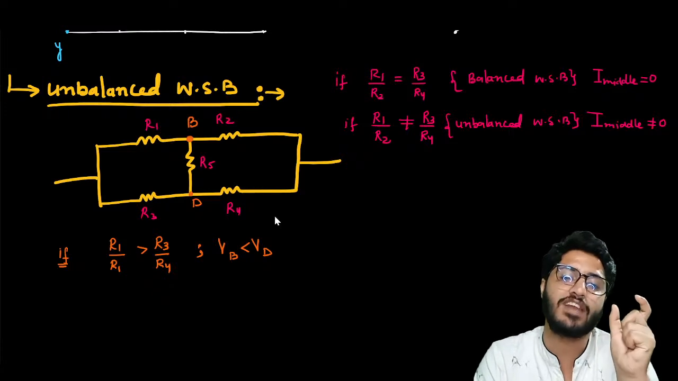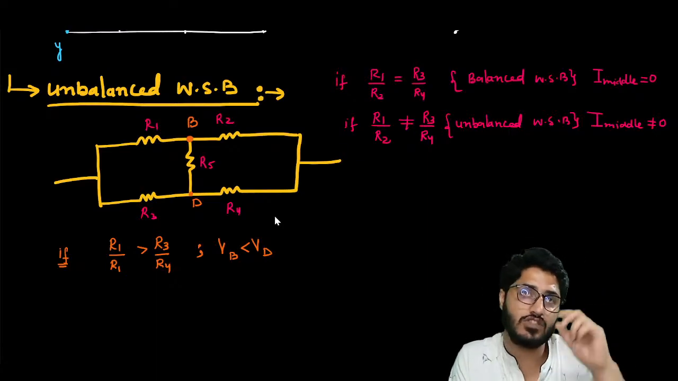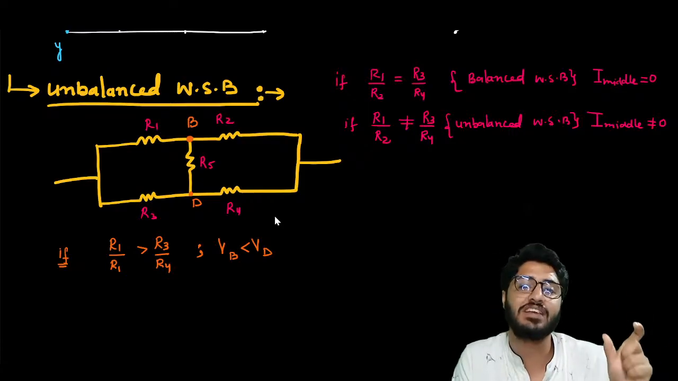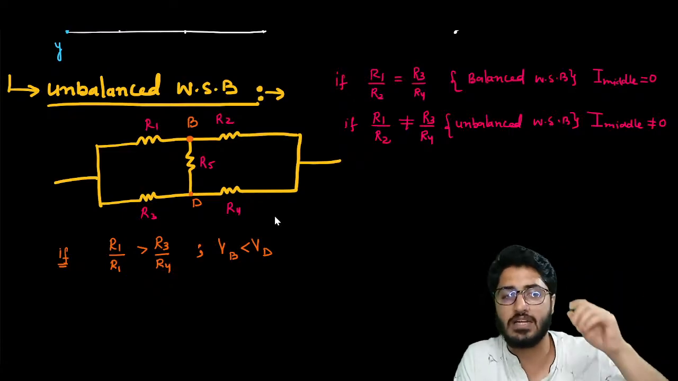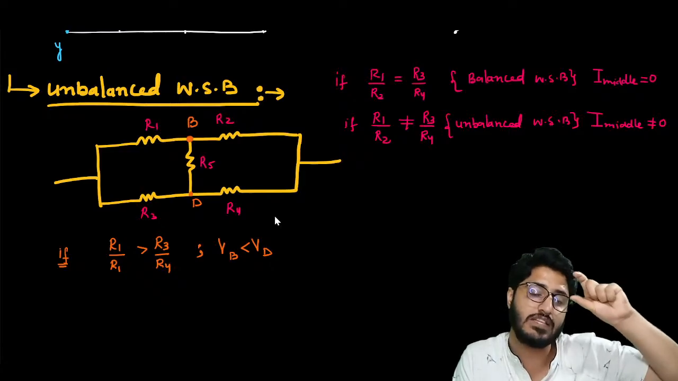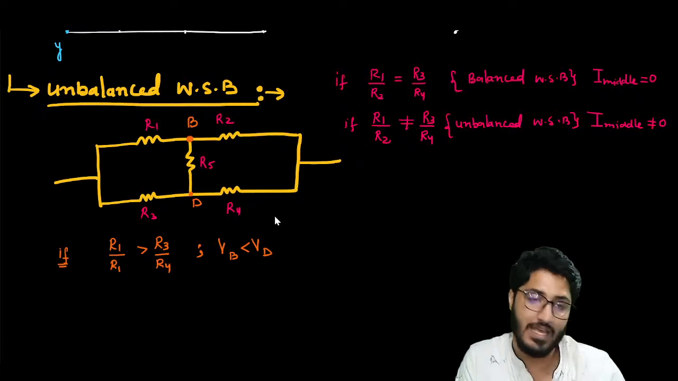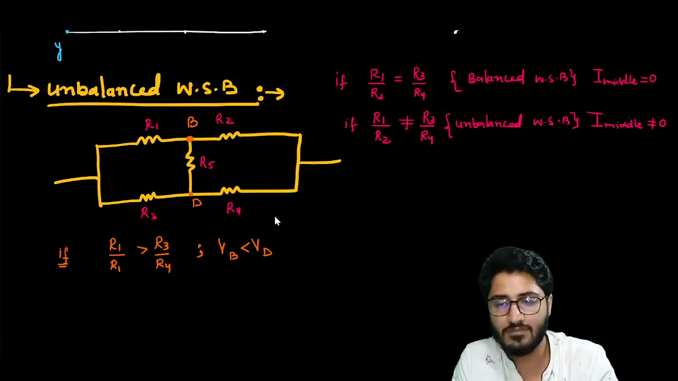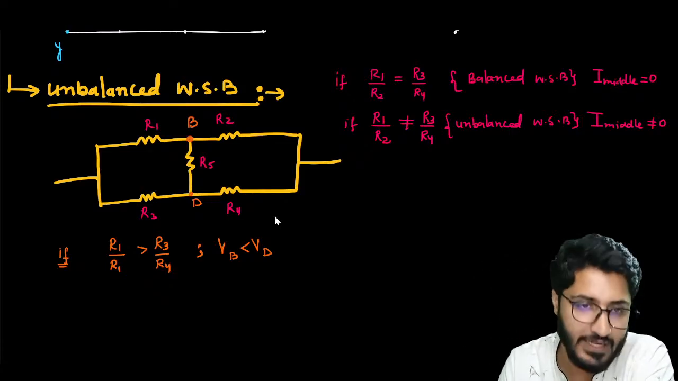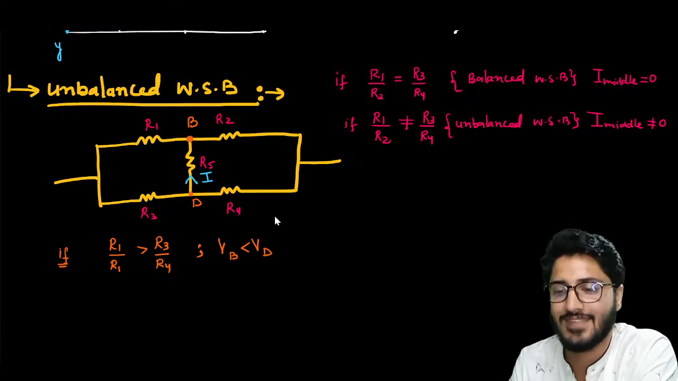So what is the use of writing VB is less than VD? If you recall the previous classes, the current will flow through all the branches R1, R2, R3, R4. But specifically for R5, the middle one, the direction of current gets decided by the ratio. If R1 by R2 is more than R3 by R4, then the potential of B will be less than the potential of D. It simply indicates that my current will flow like this. This is my current I.